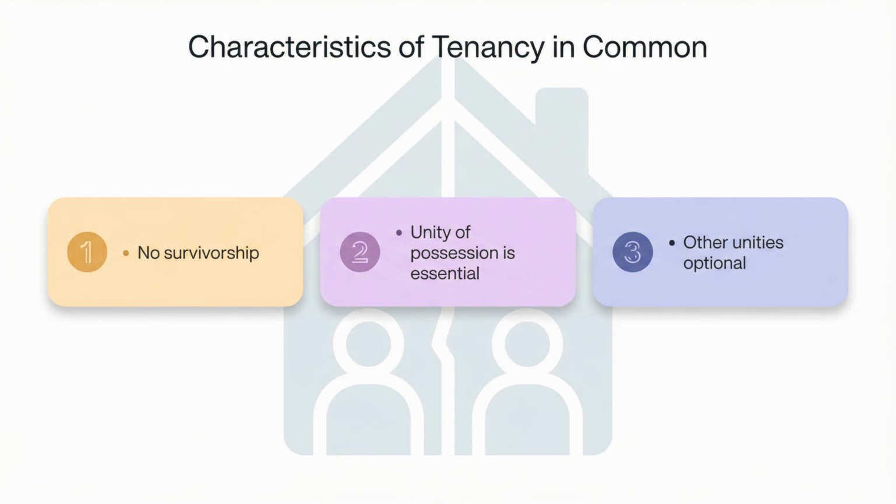The main characteristics of tenancy in common are, first, no right of survivorship. Death does not shift shares to co-owners. Second, unity of possession is the key unity. Each tenant in common can use and enjoy the whole property. Third, other unities, interest, time, title, may exist, but they're not required.